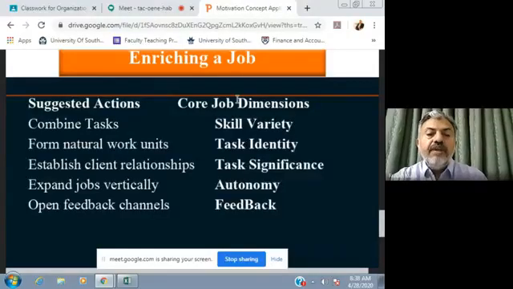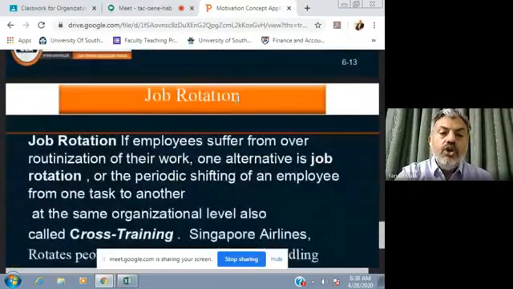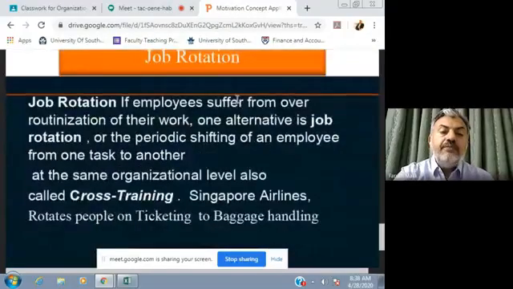Open feedback channels. You have to open feedback channels, so the person who is performing a task gets feedback from different sources. All of these activities help in enriching a job.